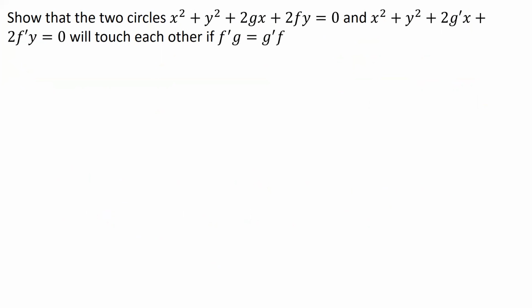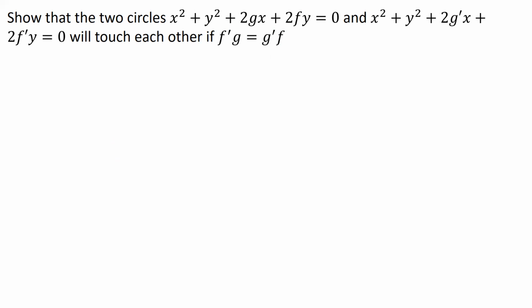Next question, and hopefully the final question as well. Show that the two circles x squared plus y squared plus something something will touch each other if f dash g is equal to g dash f. Now one thing to notice in this question is that it just tells you that the circles touch each other. It doesn't mention whether the circles touch each other externally or internally.